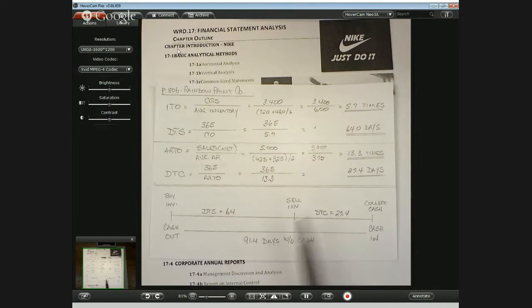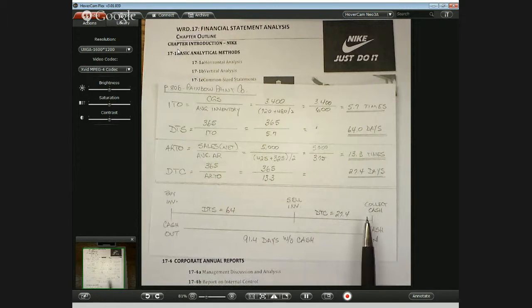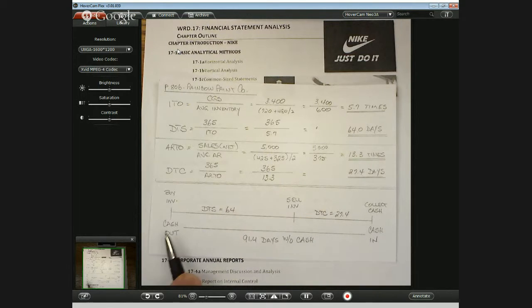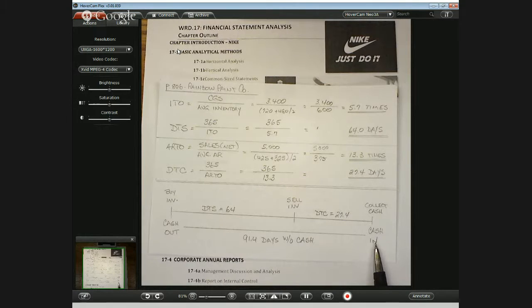And after the sale, the company has to wait another 27 days. And so that means that in total, the company is waiting 64 plus 27.4, or 91.4 days to get its cash. That's about 3 months. So what does that mean? The company better have lines of credit to carry it through this 3-month period while it waits for cash to come in after it buys the inventory. Okay, that's the aha point.